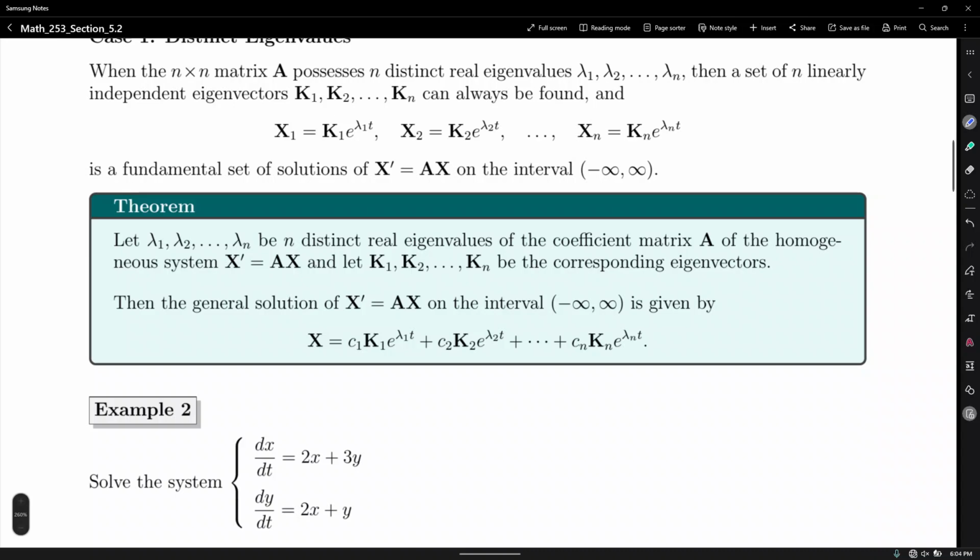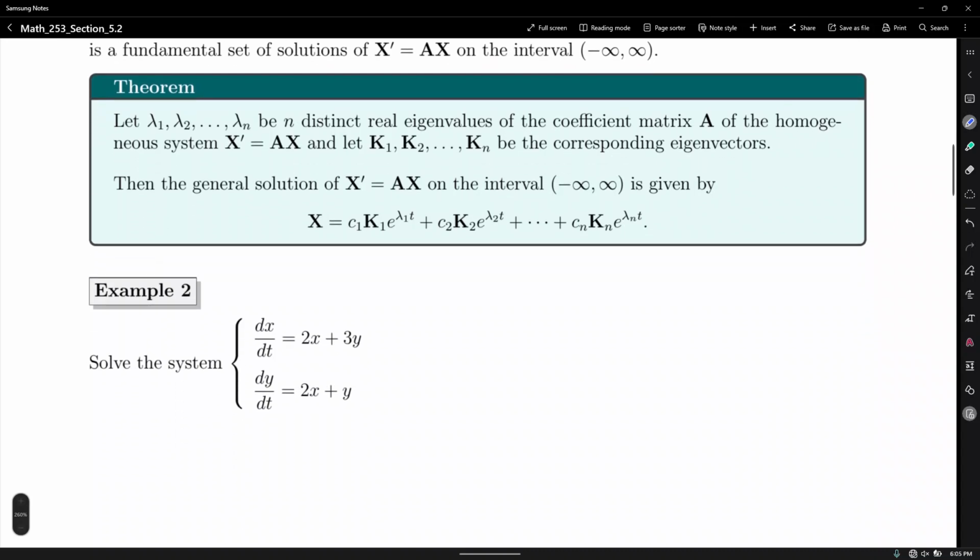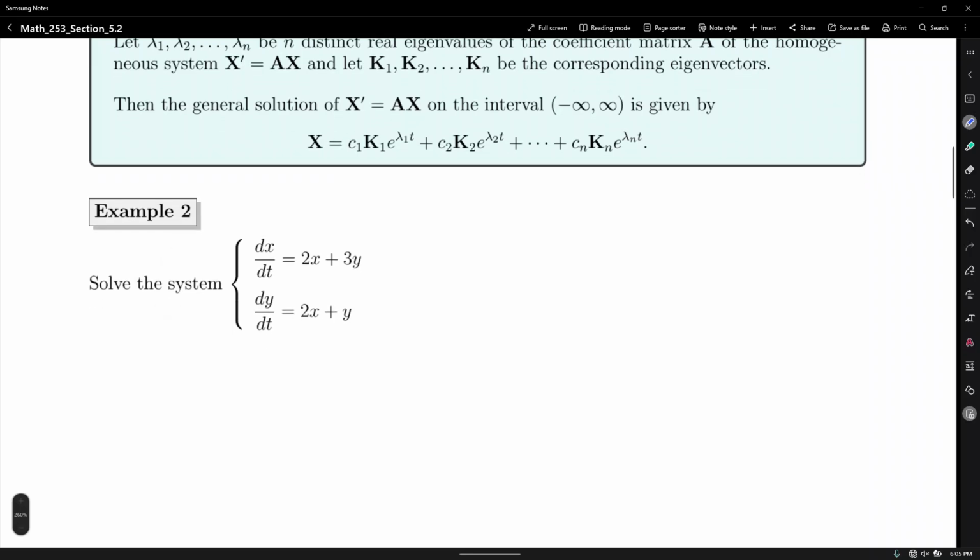All right, guys. So how about we do one example? Solve the system dx/dt equals 2x plus 3y and dy/dt equals 2x plus y. First of all, write the system in matrix form. That is, x prime, y prime, the vector on the left, equals [2, 3; 2, 1] times x, y. Or you can do x1 and x2. It doesn't matter. I like x and y better. Okay, so number one, find the eigenvalues and eigenvectors.